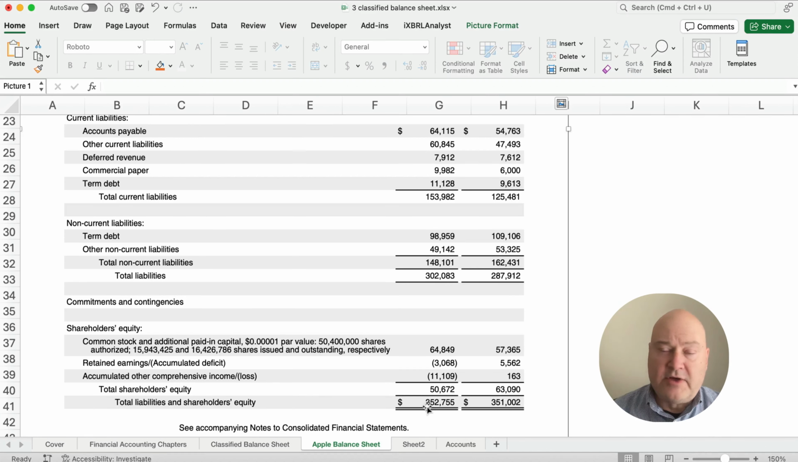Hey, in the next video we're going to show you how we can create a classified balance sheet with some numbers. From start to finish, we'll show you how to do a balance sheet with the numbers and plug it in and show a classified balance sheet.